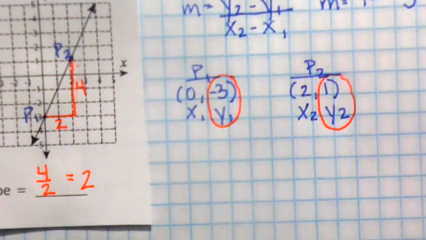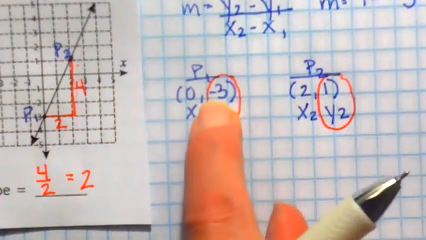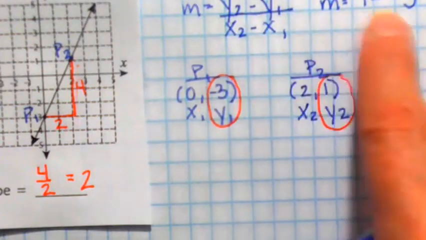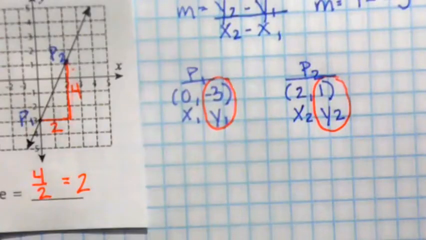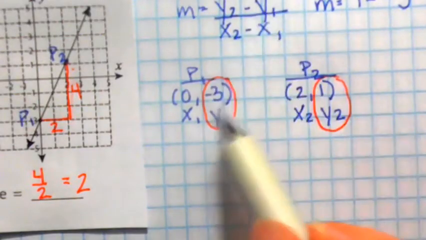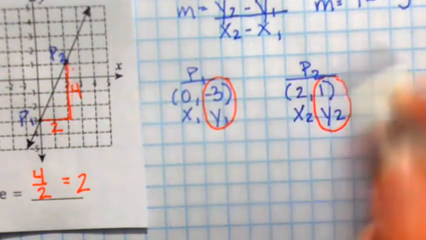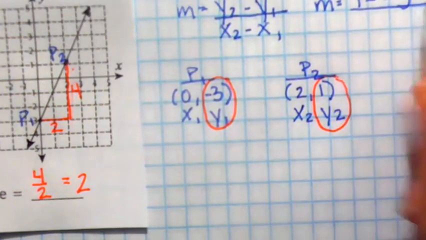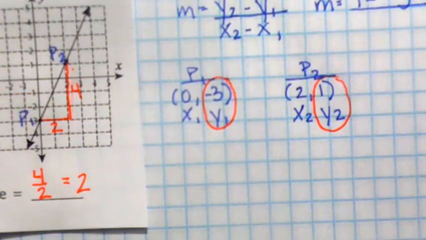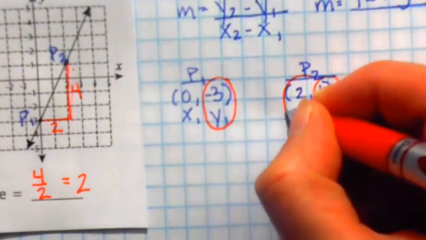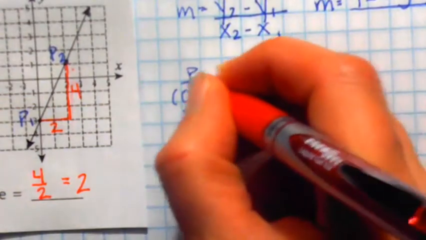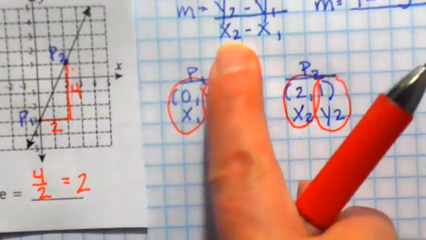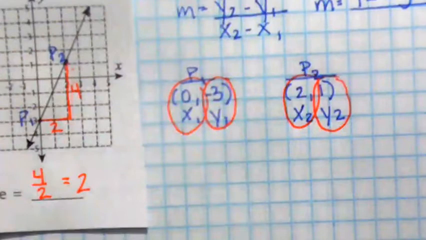Now be careful. A lot of people forget, since there's a minus here, they leave out one of the minuses. They think, oh, well, there's already a minus there. You have to have both. You're subtracting -3. That's going to go over my x2. X sub 2 is 2. And my x sub 1 is 0. So I'm going to do 2 take away 0.